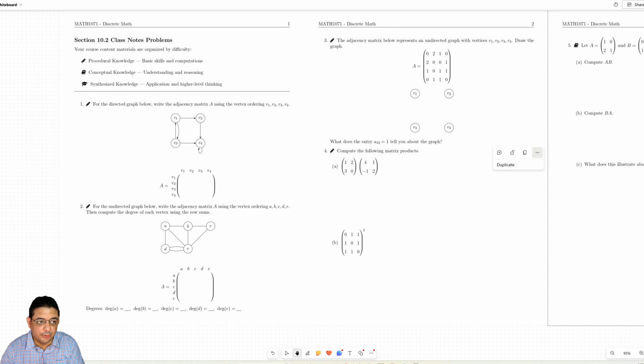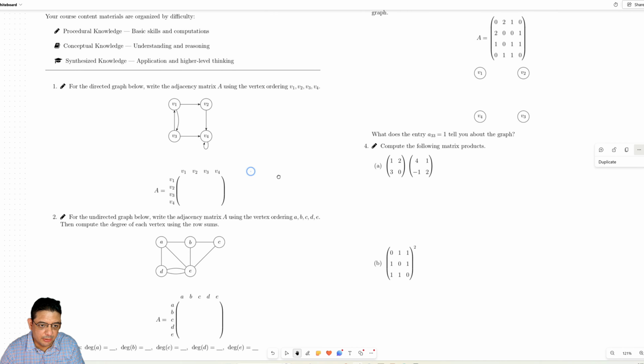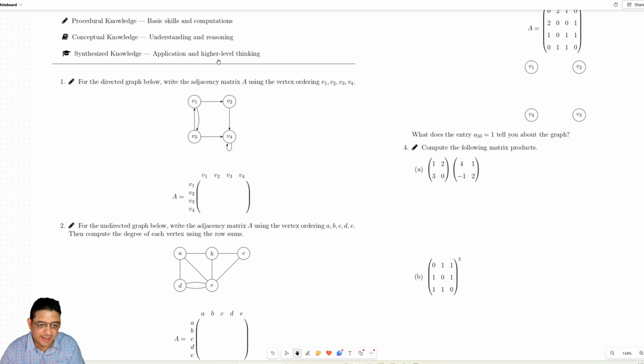In this video, we're going to go over section 10.2 class node problems. So in here, we're going to go with graphs, and we're going to translate those graphs to adjacency matrix. So let's go with question number 1. We have this graph here, and so we have 4 nodes that are interacting among each other.